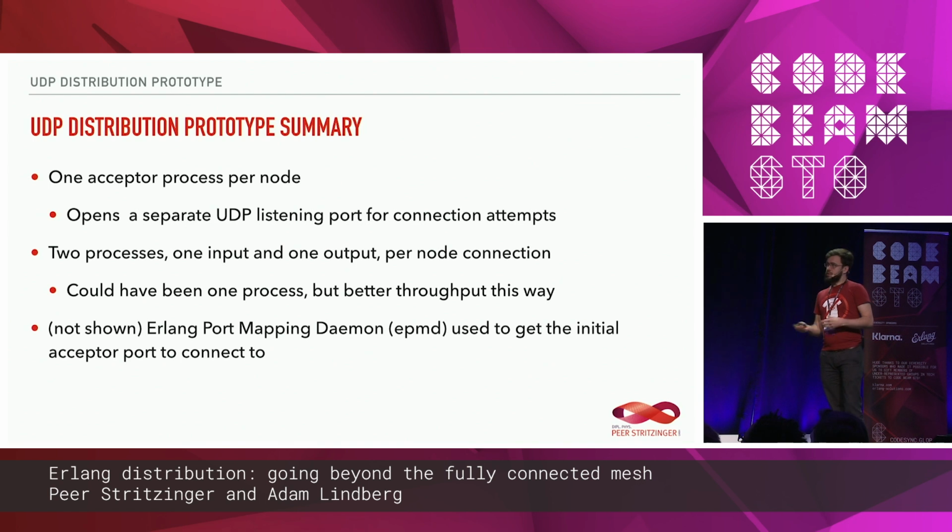So to summarize, there's one acceptor process per node. We have a separate UDP listening port for the acceptor part, where we listen for any incoming node connection. And then for an active node connection, we spawn two processes, one for output, one for input. And in addition to this, I didn't show it, there's also a tick process that keeps the connection alive by sending tick messages. So you can bypass firewall things and keep ports open.